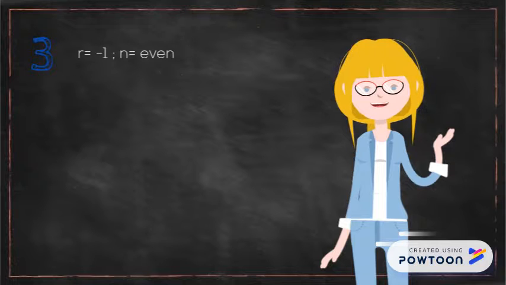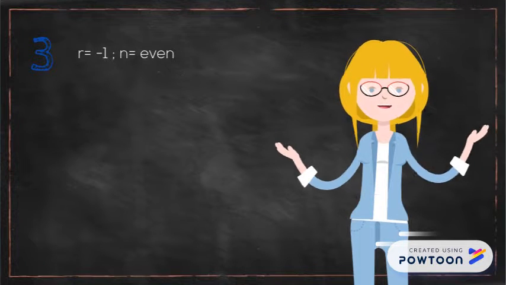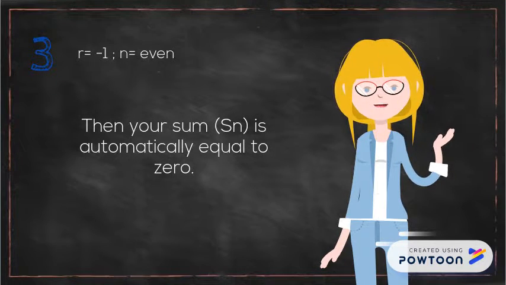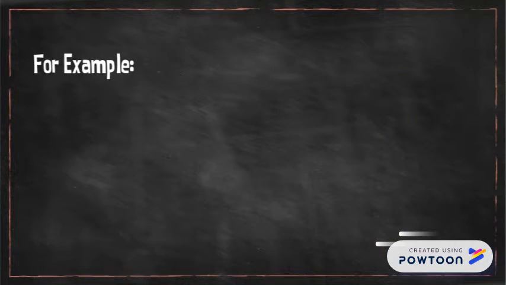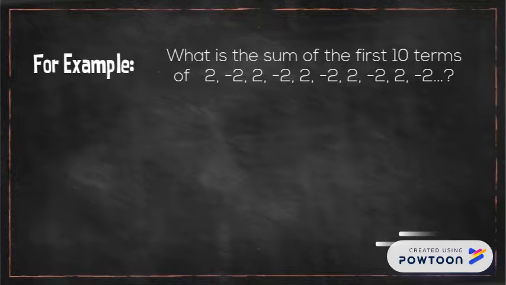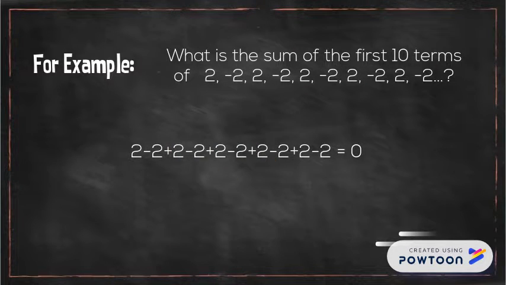Number 3. If r is equal to -1 and n is even, then your sum will automatically be equal to 0. For example, in finding the sum of the first 10 terms of 2 and -2, the n here is even. So 2 minus 2 plus 2 minus 2 plus 2 minus 2 plus 2 minus 2 plus 2 minus 2 is equal to 0.